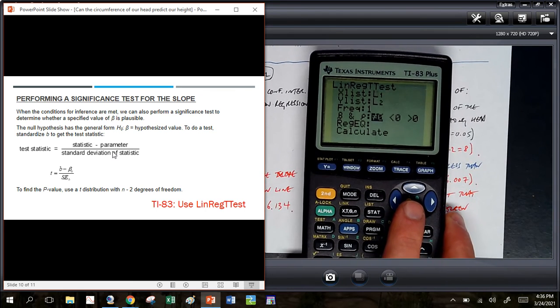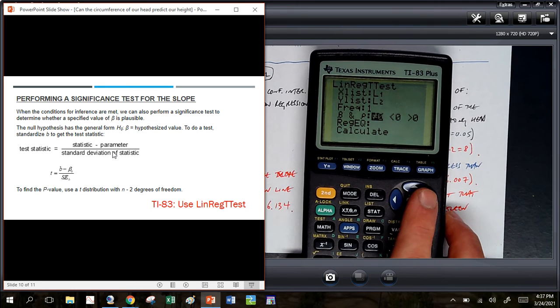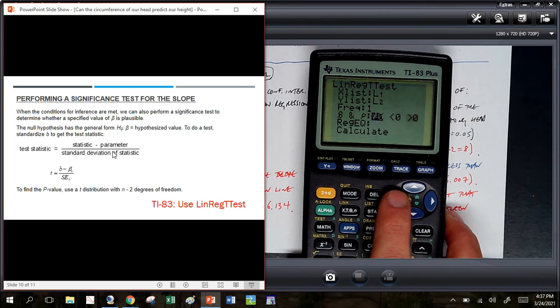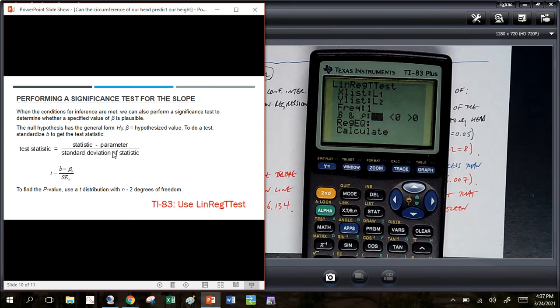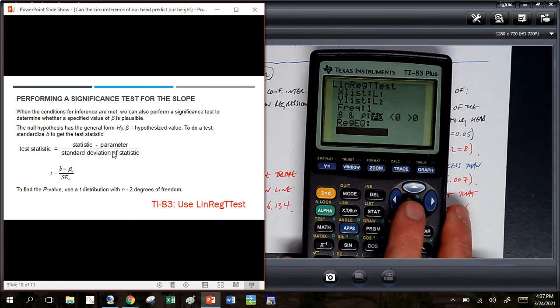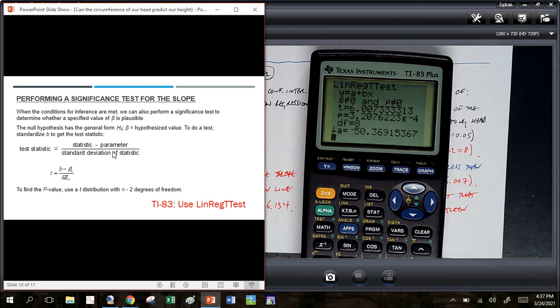Now sometimes you'll be asked for beta to be less than 0 or greater than 0. You would use greater than 0 if you were trying to test if there was a positive correlation. You would use less than 0 if you were trying to test if there was a negative correlation. In this case, we're just trying to say, is there a correlation? So we use not equal to 0. Go down to Calculate.